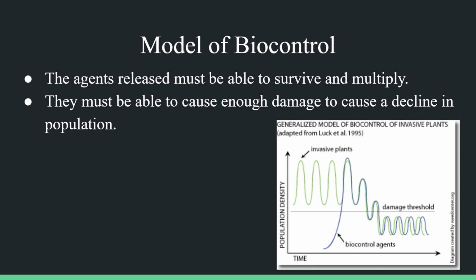The damage threshold on the graph shows us that when the invasive species population is reduced, so are the number of the biological agent. This is because the biological agent, or natural enemy, is reliant on the invasive species to survive and thrive.